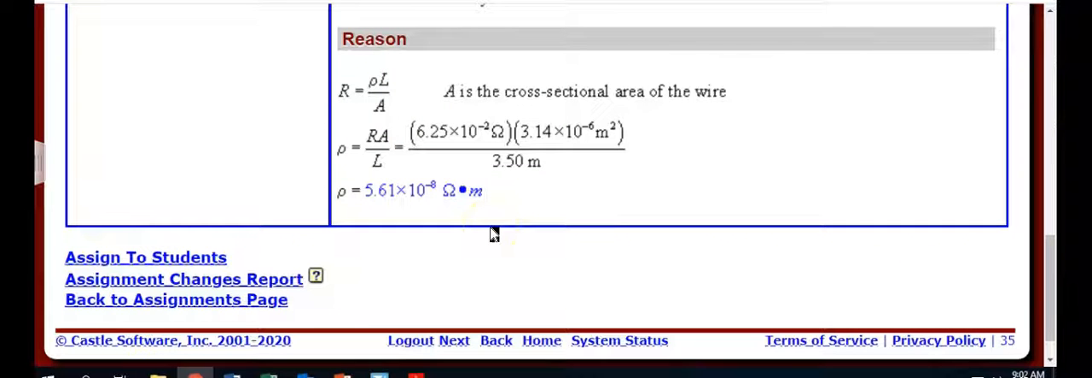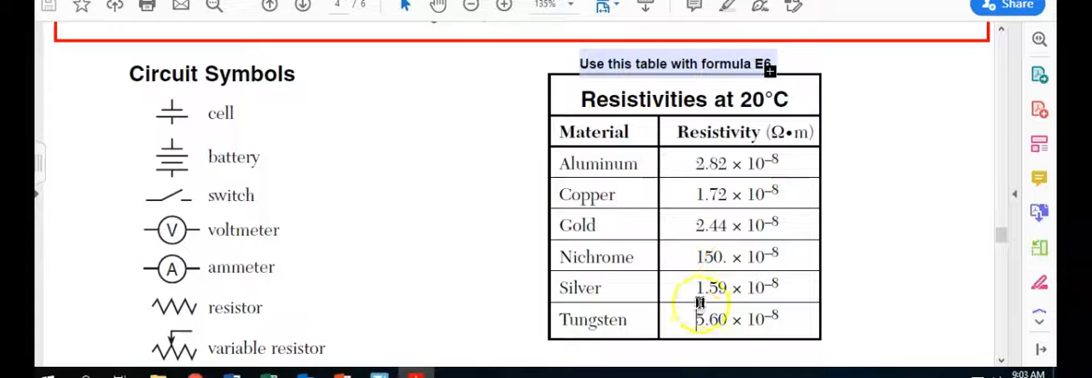Now, even though the problem doesn't ask you what kind of material this is, you can take the rho equals 5.61 times 10 to the negative 8 ohm meters, and you could look this up on your reference table, and you'll find right here 5.6 times 10 to the negative 8 is tungsten. So they could have added an extra part to this problem, and you would have discovered that you were dealing with tungsten.